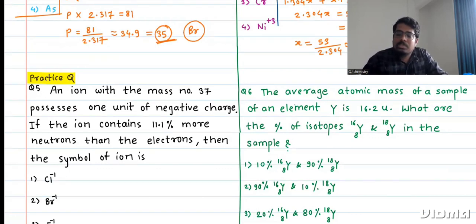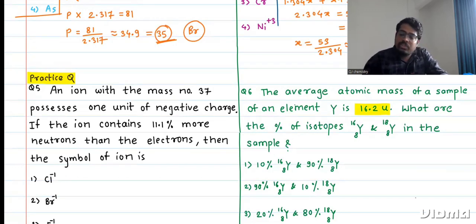The average atomic mass of a sample of element Y is given to us as 16.2 unit by the mass. Then what are the percentage abundances of the isotopes 16Y8 and 18Y8 in the sample?